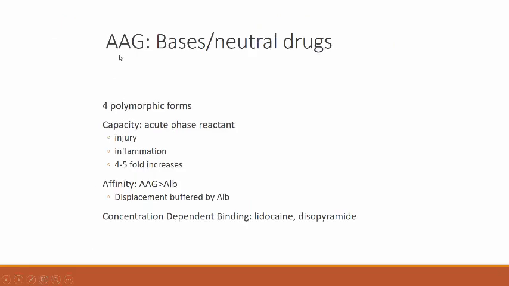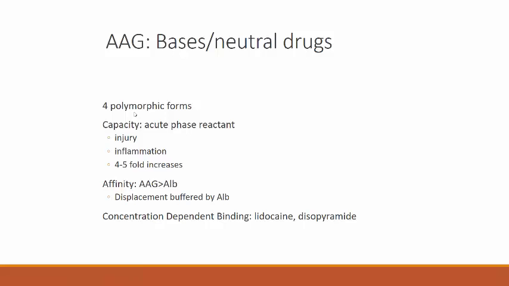All right, so we talked about albumin, which is the most common large capacity drug binder. There can be love triangles or competition for those sites. Then we also have AAG, which is alpha-1 acid glycoprotein. It binds both bases and neutral drugs. There are 4 polymorphic forms. I don't think you need to worry about that.